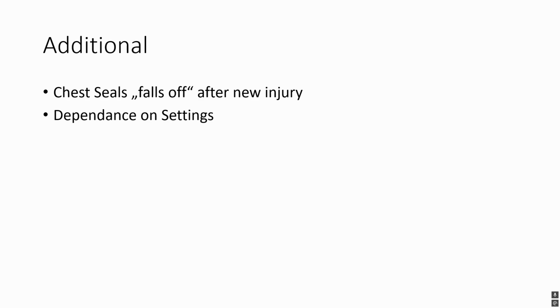Alright, just a little bit more additional information. When there's a new injury being inflicted, the chest seal actually falls off, so just keep that in the back of your mind when treating somebody you've already treated with thoracic injuries. And as I've talked about shortly, the dependence on settings, very important to keep in mind what your server has on settings, whether it's hardcore, whether it's deterioration chances, whether or not it's even enabled. And then either change your equipment or your way of treatment appropriately.